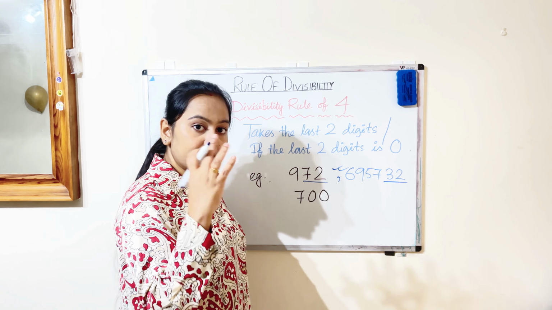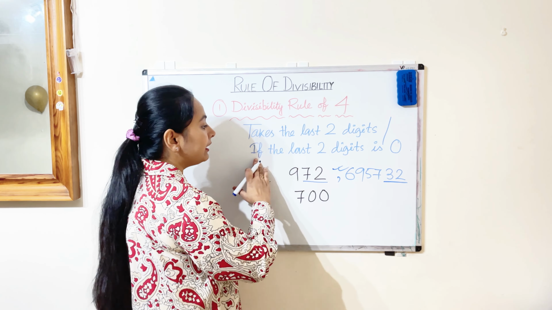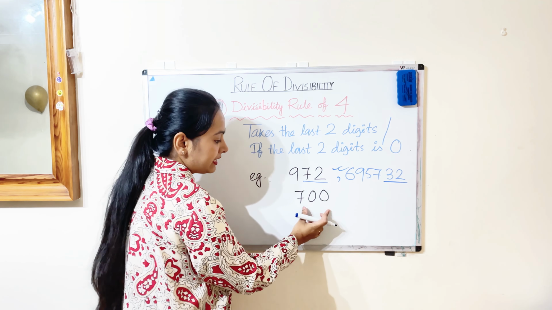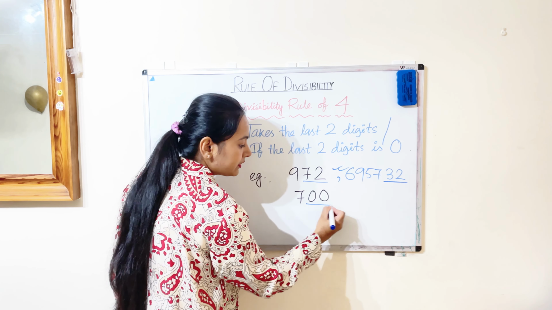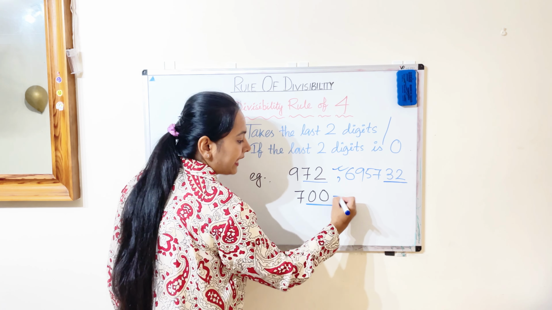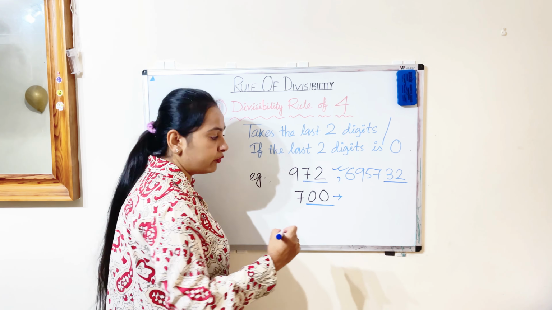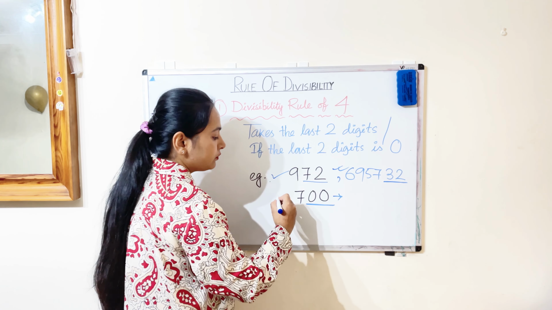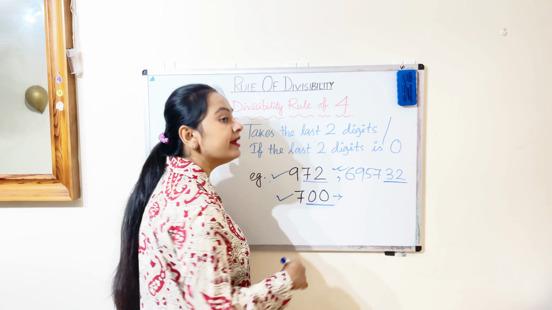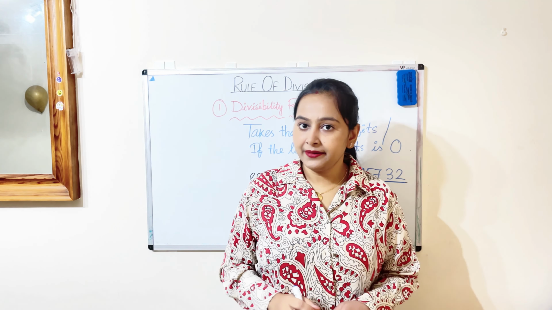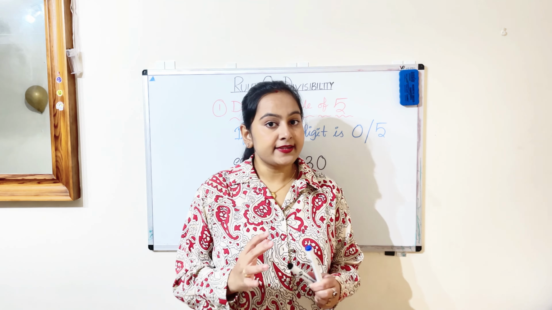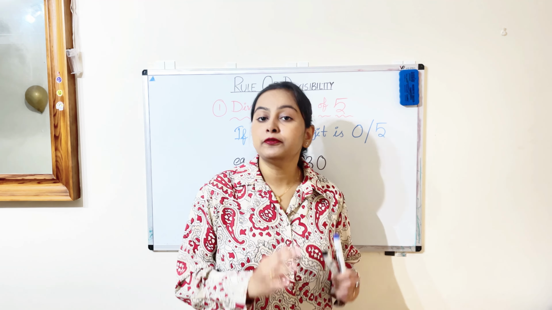And the other condition is that if the last two digits are 0. See, in 700, the last two digits are 0. So that number is divisible by 4. So 972 and 700 are both divisible by 4. Right? Now our next one is the divisibility rule of 5.